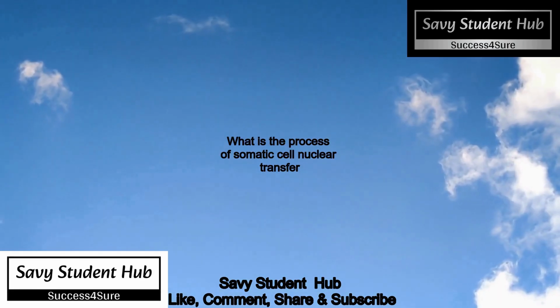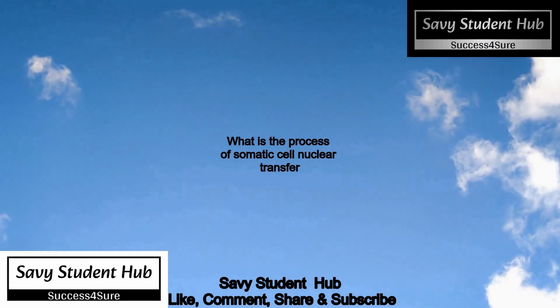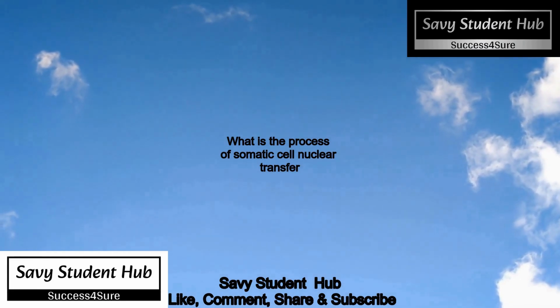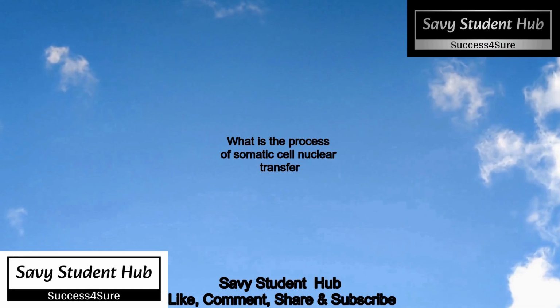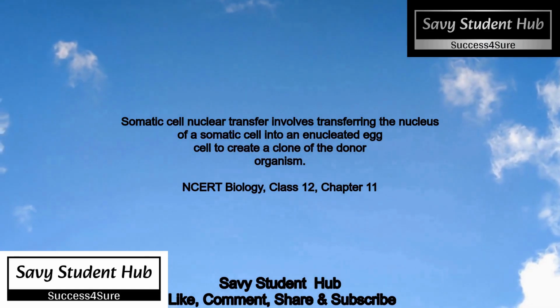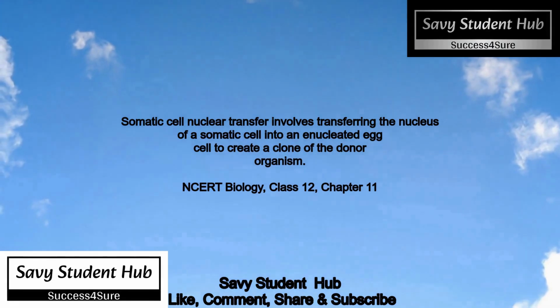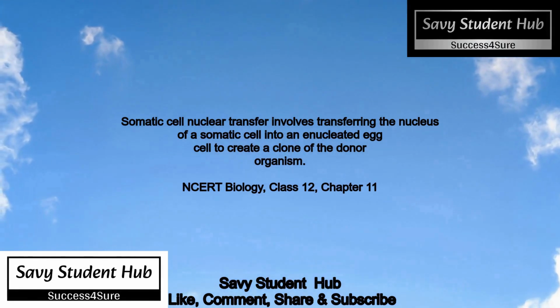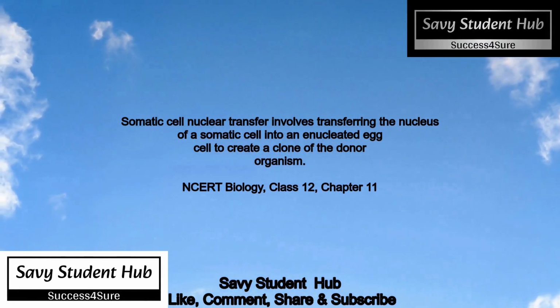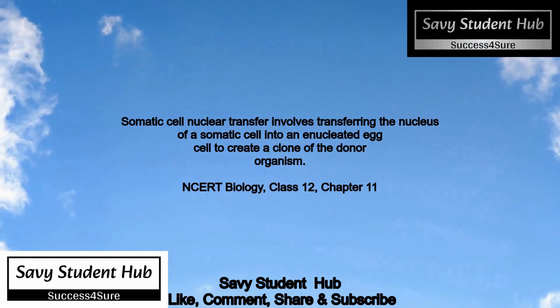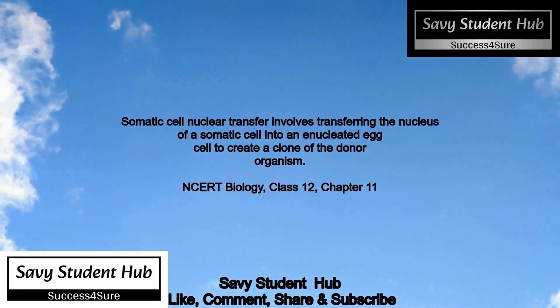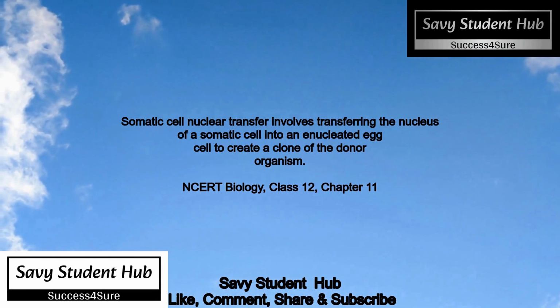What is the process of somatic cell nuclear transfer? Somatic cell nuclear transfer involves transferring the nucleus of a somatic cell into a nucleated egg cell to create a clone of the donor organism.